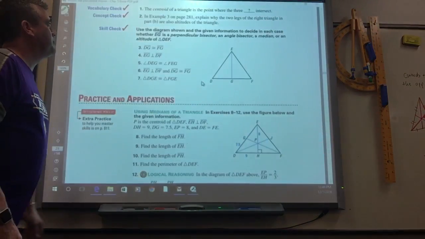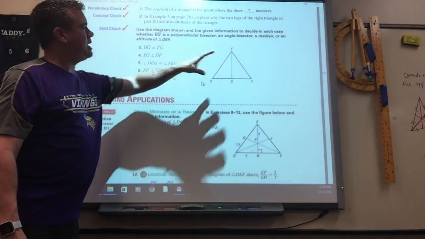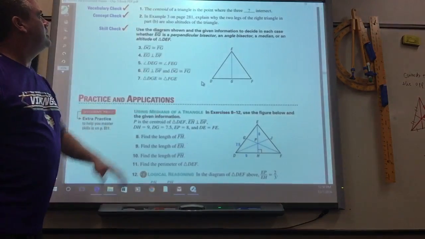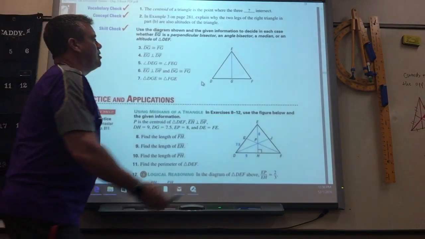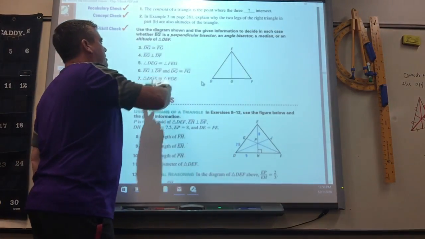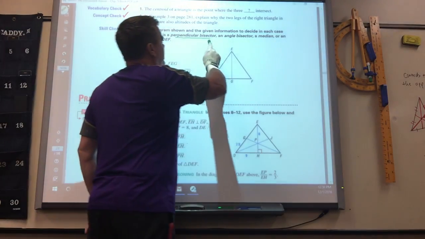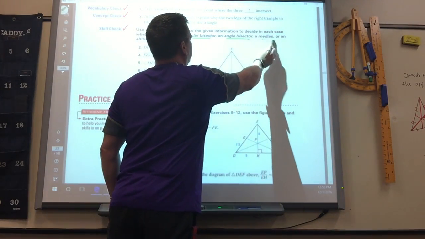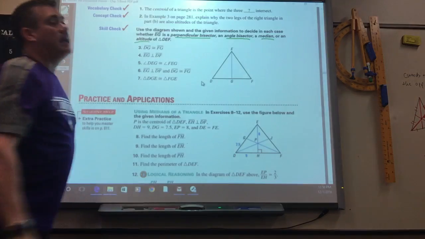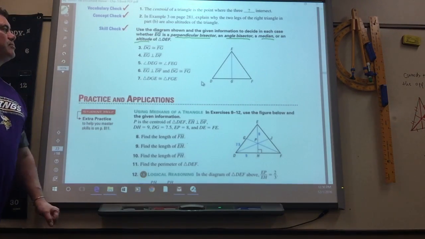3 through 7, looking at this triangle, you're going to decide whether, for example, the blue line from the given information is a perpendicular bisector, angle bisector, median, or an altitude. And it can be more than one.